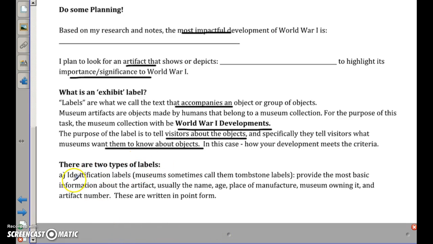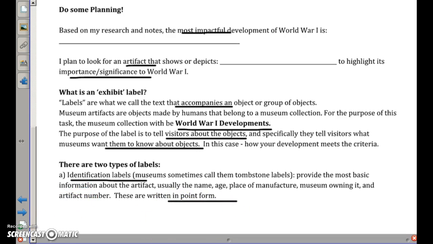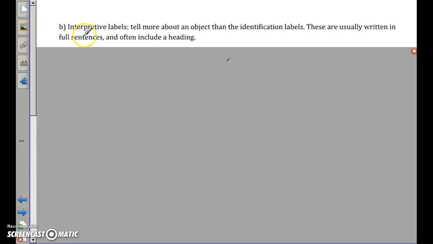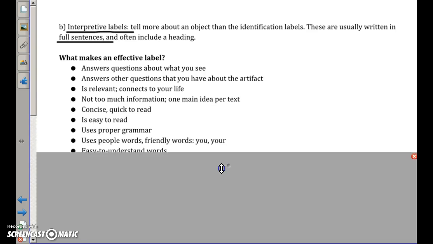Then there are 2 types of labels. There's identification labels, which you're going to do, which is the name, place, date, all of those things, right? And these are written in point form. And then the next type of label is an interpretive label, and we're going to write 2 of those. This gives a deeper understanding of the object, and it's in full sentences, right?